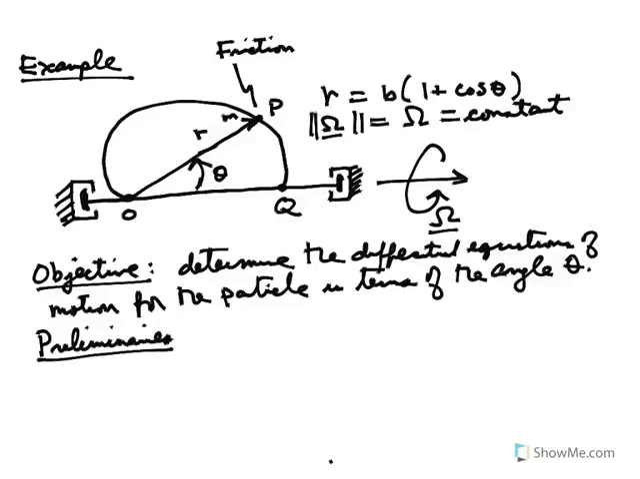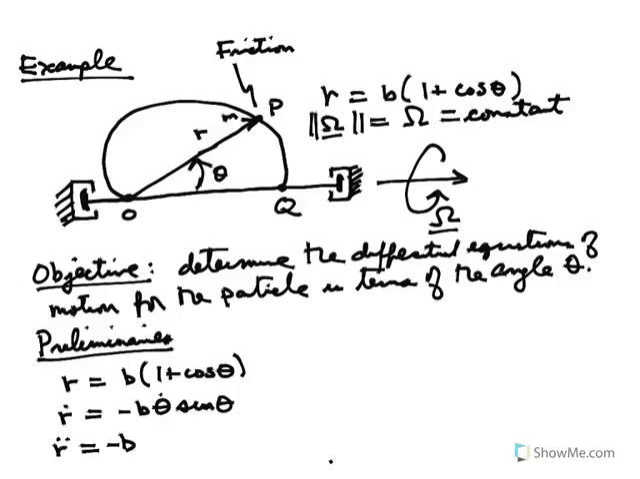So the first thing is that rather than carry around this equation b times 1 plus cosine theta and all of the associated derivatives, I'm first going to start by just differentiating this twice, and I'm going to use these two results later on in the expressions. So the first derivative of r, or the rate of change of r, is minus b theta dot sine theta, and then the second derivative, r double dot, is minus b times theta double dot sine theta plus theta dot squared cosine theta.